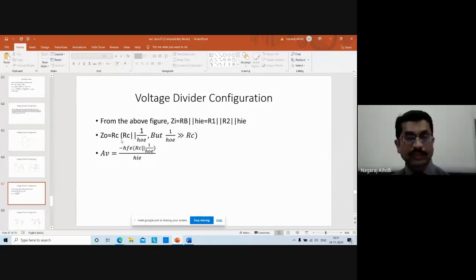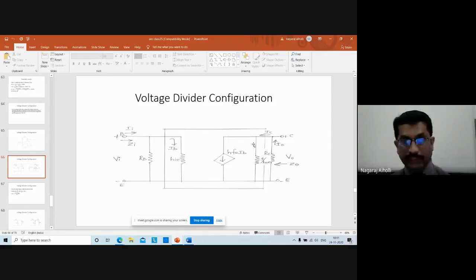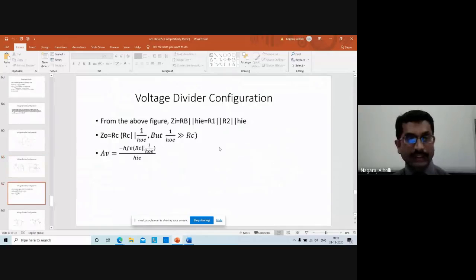Then Z0 is approximately equal to RC, or it is RC parallel 1 upon HOE, the formula for the fixed bias configuration. Here 1 upon HOE is our output resistance, small R0. This is large as compared to RC. Therefore, the parallel combination of 1 upon HOE and RC will be RC. So Z0 is approximately equal to RC, because 1 upon HOE, the output resistance small R0, is very much larger than RC.